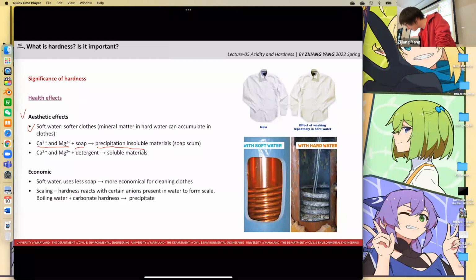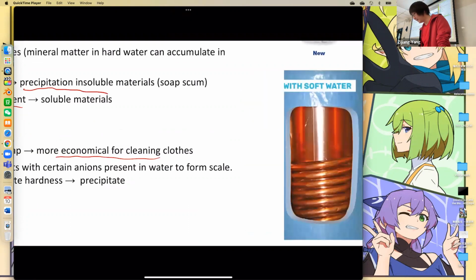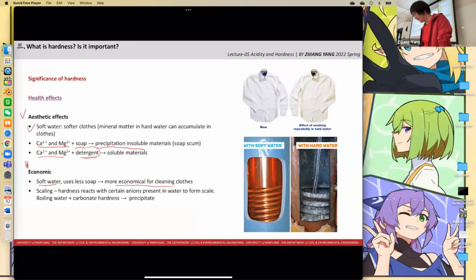Nowadays, we usually do not use soap, but some detergent, which can form soluble material when we are doing the washing. So that would be better. It also has some economical significance. For example, soft water is more economical for cleaning clothes because hard water will consume some of the detergents or the soaps, which is bad.